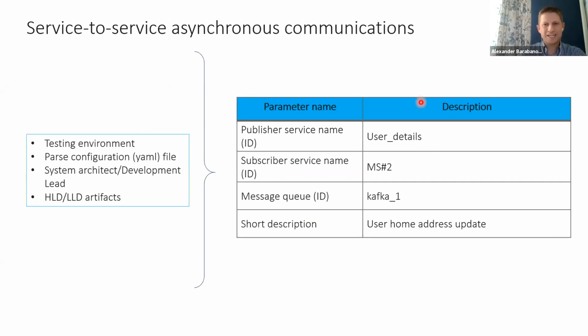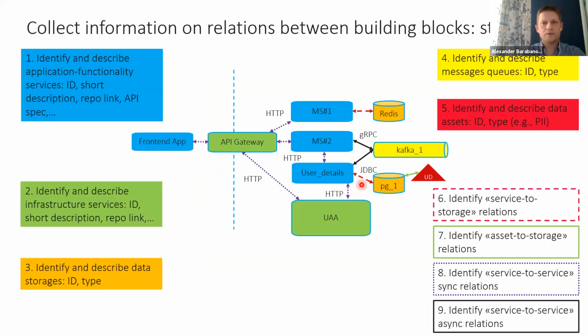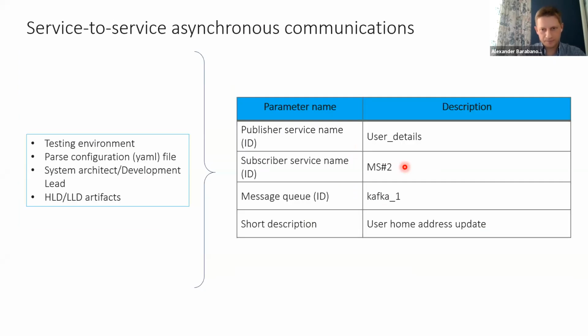And to identify and to describe those type of communication, you can use parameters like publisher service name, subscriber service name, message queue ID identified above, and a short description of the purpose of that communication. And again, if possible, you should use data assets ID identified above in order to describe the purpose of communication. For example, if during that communication between microservice 2 and microservice user details, we publish some user data to their topic, you should identify it and put that information on the table.